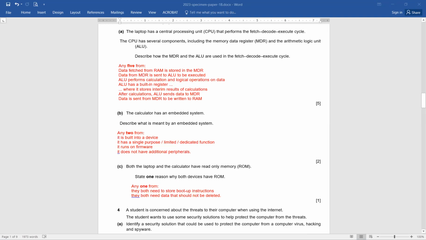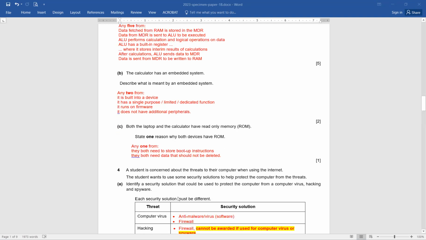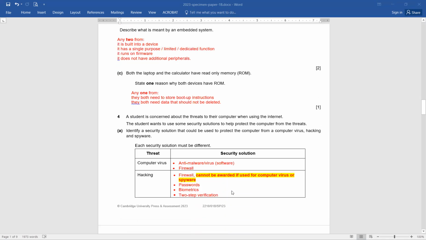Okay. Question number 4. A student is concerned about the threats to their computer when using the internet. The student wants to use some security solutions to help protect the computer from the threats. Identify a security solution that could be used to protect the computer from a computer virus, hacking, and spyware. Each security solution must be different. Be very clear.